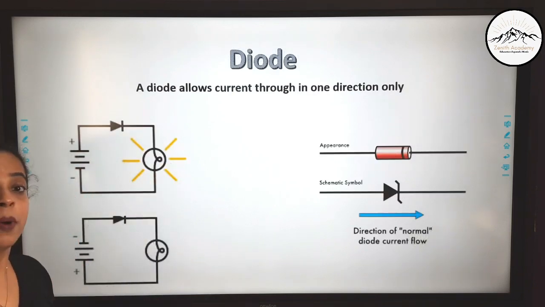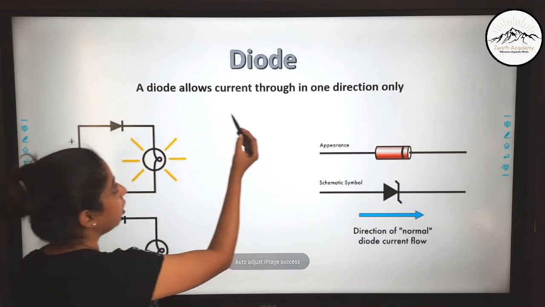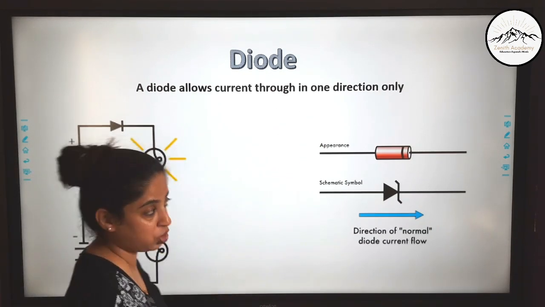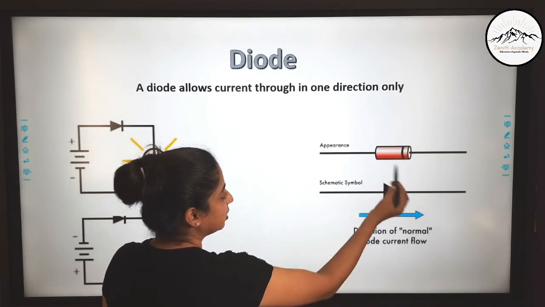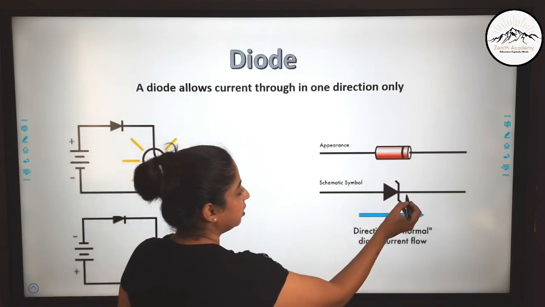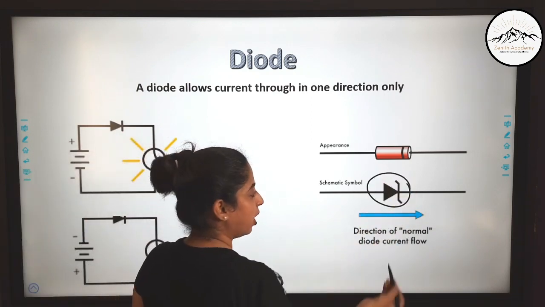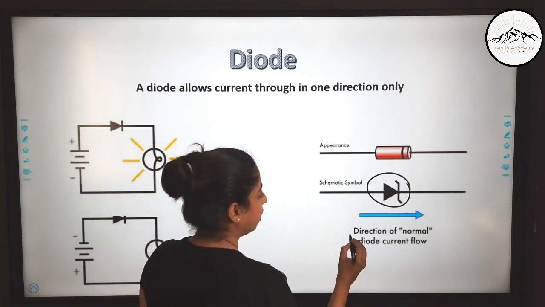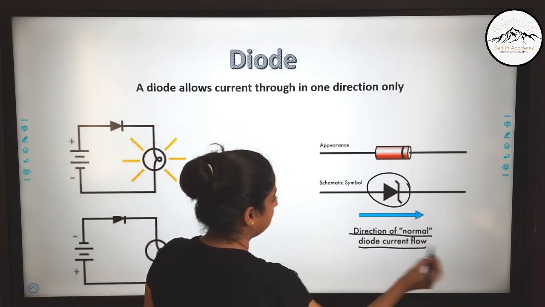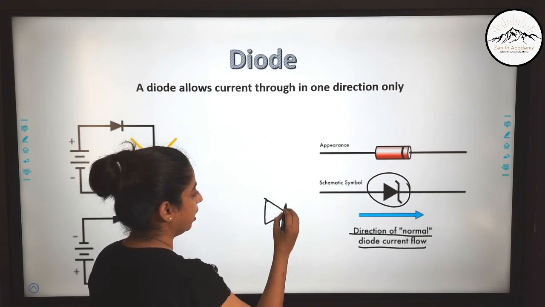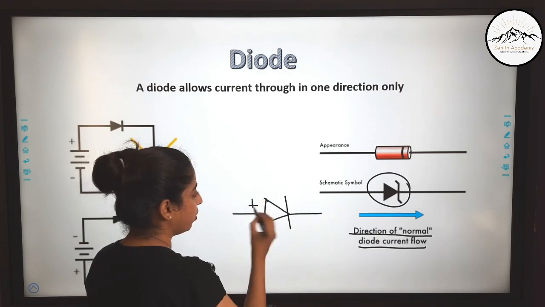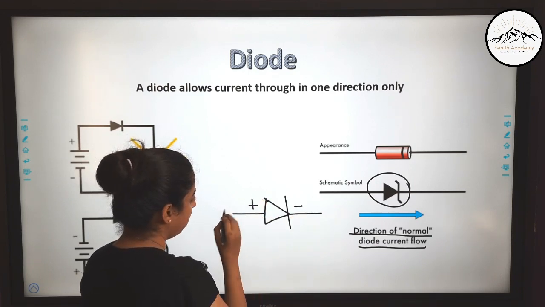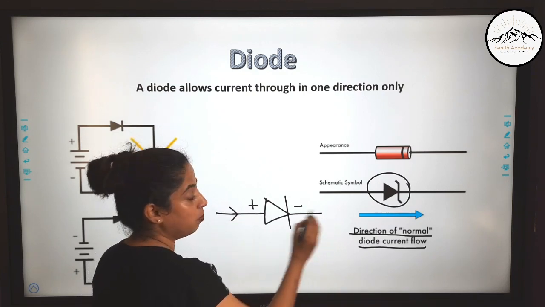So now let's talk about diodes. It is also a very important component. Now a diode allows current through in one direction only. So you see diodes look somewhat like this and this is the schematic symbol of it. Other than this, we can also put a circle here. So that is also a symbol. Now here a very important thing to note is this is the direction of normal diode current flow. So if the diode is like this, then positive has to be there and negative has to be there. The current has to be in this direction only to allow the passage of current.